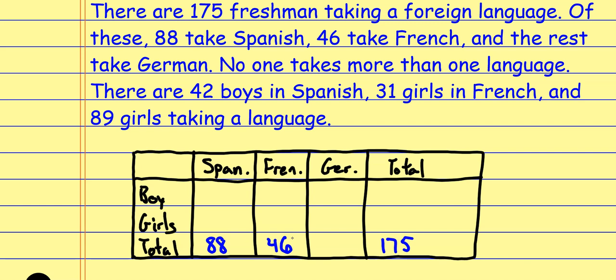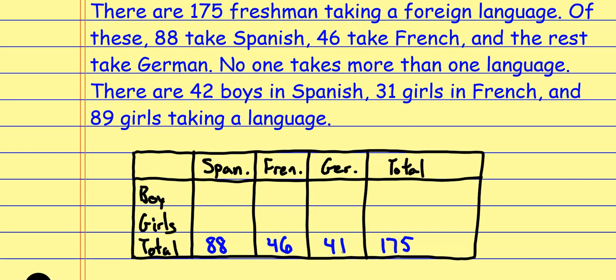As you look at this, it doesn't give us the value for German, but because we know there's 175 students, we can take away the 88 and the 46 to figure out the number of German students. So when we do 175 minus the 88 and the 46, I think we get 41. And so then from there, we fill in that category, even though they didn't give that to us. We keep going. It says no one takes more than one language, so that's good to know.